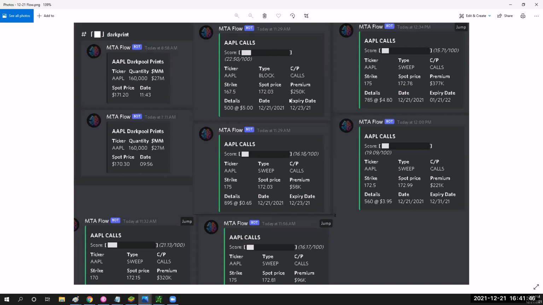But then let's look at the option flow, right? This is now calls and puts. Apple had 1, 2, 3, 4, 5, 6 today. And look, they're all calls. Apple had no puts come through at all today. All the option flow was about 1.3 mil of calls that came in.